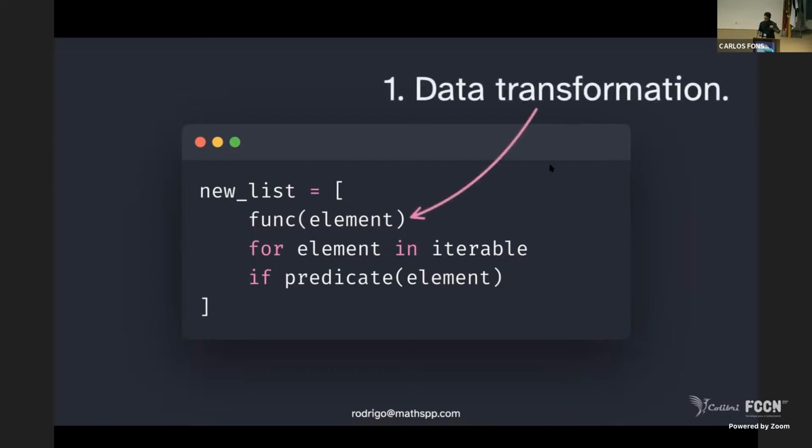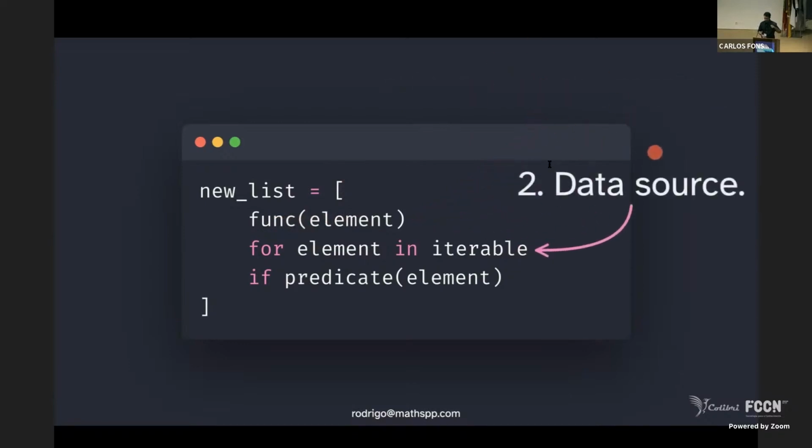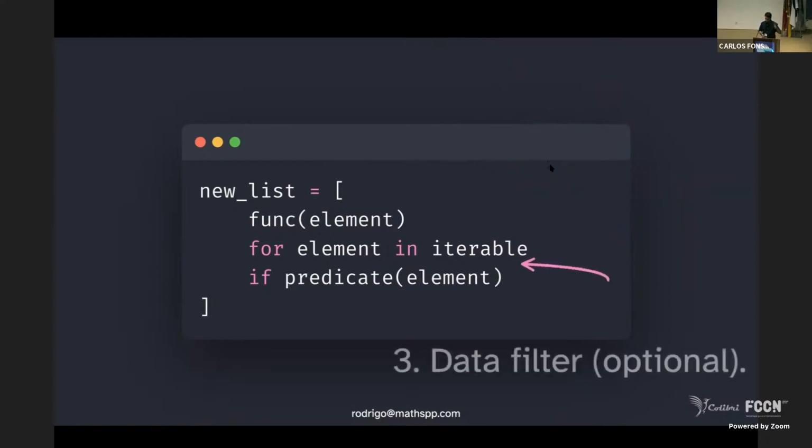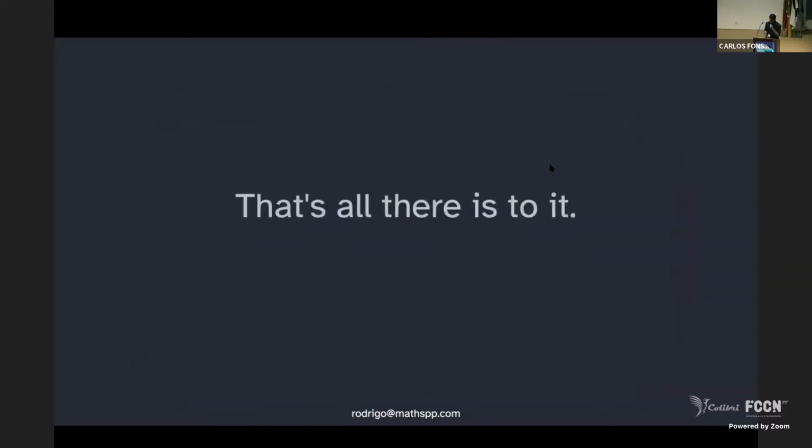So the list comprehension has a data transformation that comes first, not in the end, inside an append, it comes first. And then the second element, it's me specifying where the data is coming from. I cannot just create data out of thin air. So the data is coming from somewhere. And finally, there's an optional data filter. Can I point there? Yes, I can. All right, so 3 components to a list comprehension. And that's all there is to it. Like really, this is all there is to it.